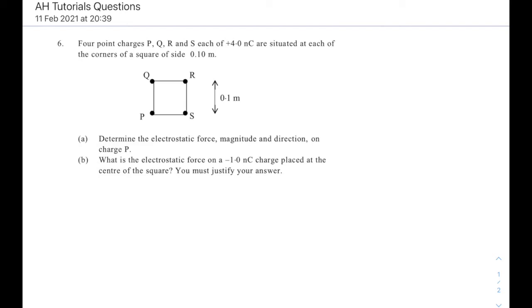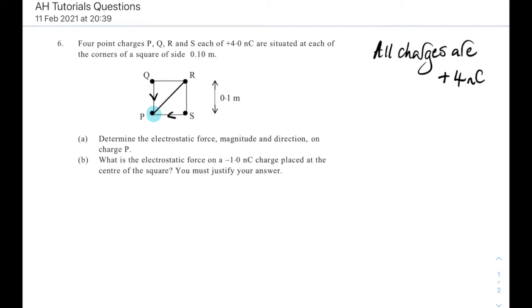Okay folks, going to run over a couple of the tutorial questions on electric force and electric field strength. So this is question 6 in the tutorial question booklet. It says 4 point charges P, Q, R and S each have a charge of 4 nanocoulombs and they are situated at each of the 4 corners of a square. So they're all 4 nanocoulombs. And we've to determine the electrostatic force, the magnitude and direction of that force on charge P.